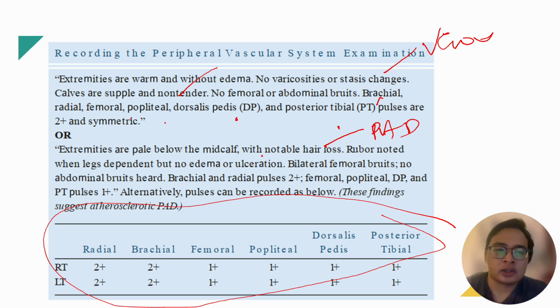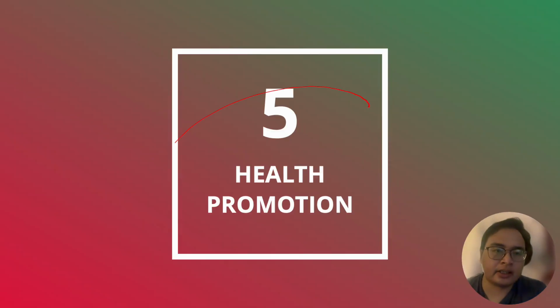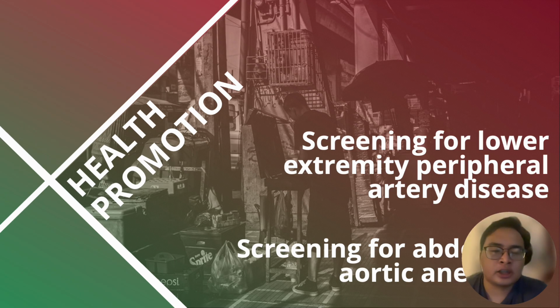So, we're near now to the end of our lecture. Let's discuss health promotion. Okay, health promotion. So, for health promotion, we screen for 2 conditions: lower extremity PAD or peripheral artery disease, as well as abdominal aortic aneurysm. Let's start first with screening for lower extremity PAD.